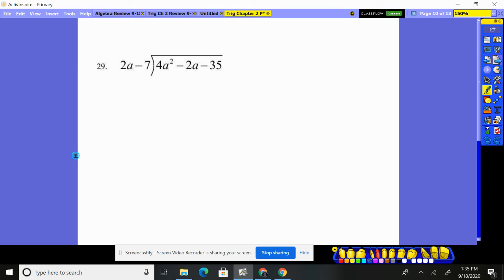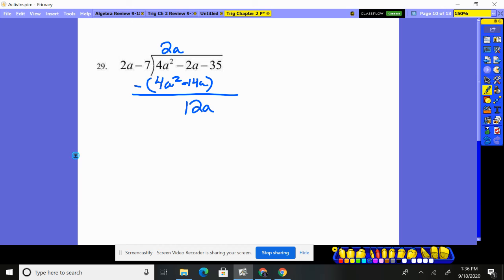This one, not one I'll typically give you, but it's okay. 2a times what gives you 4a squared? 2a, because 2a times 2a is 4a squared. 2a times the 7 is 14a. Again, we must subtract the whole thing. 4a squared minus 4a squared goes away as it always will. Negative 2a minus a negative 14a changes to plus 14a.